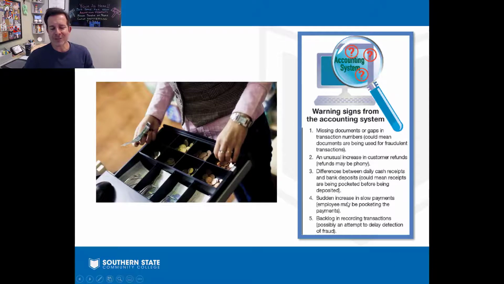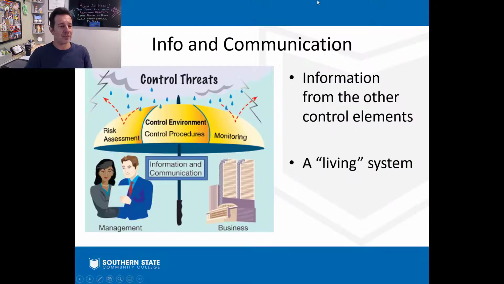Sudden increase in slow payments. Maybe we have customers that are paying on credit, accounts receivable, and that has slowed down. People aren't paying as quickly. Could be some issue going on there. So all kinds of warnings that we could get from the accounting system itself.